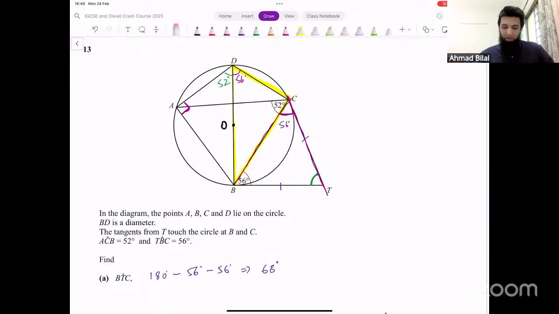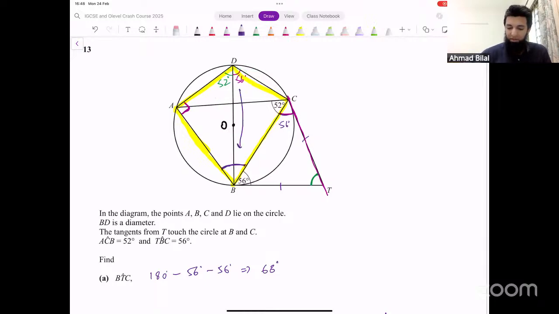ABC. All right, so that is this whole angle here. Now, what do we do about this? We can say ABCD is a cyclic quadrilateral. We know this complete angle. What's that? 52 plus 56. That will be 108 degrees.